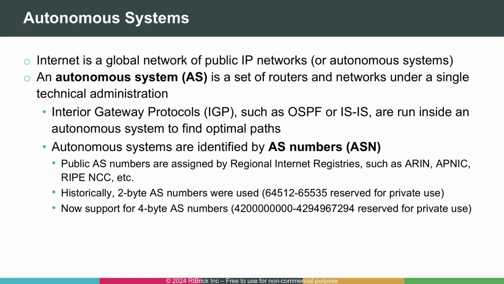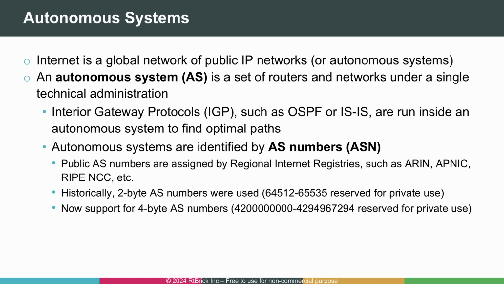The Internet can be described as a global network of interconnected public IP networks, which are referred to as autonomous systems. Companies that provide access to the Internet are called Internet Service Providers, and the Border Gateway Protocol is used to route traffic between these systems.